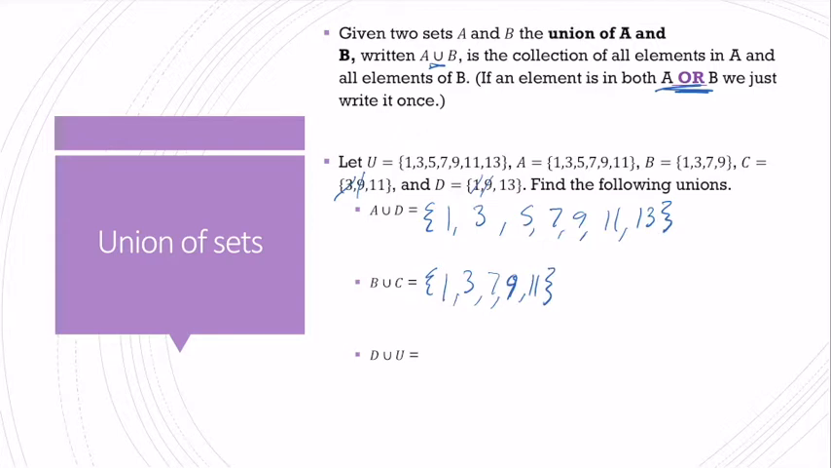If I have D union my universal set, I'm just going to get back out 1, 3, 5, 7, 9, 11, 13. That's everything in U and also in D, which is still just the universal set.